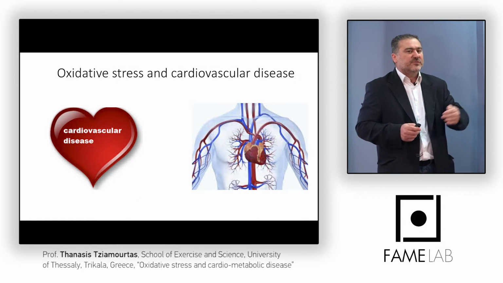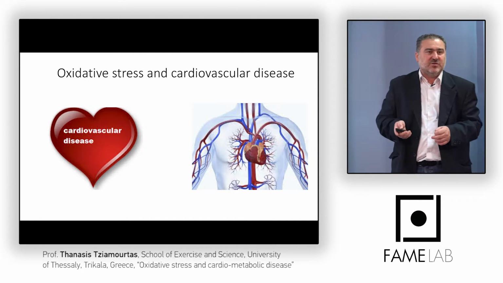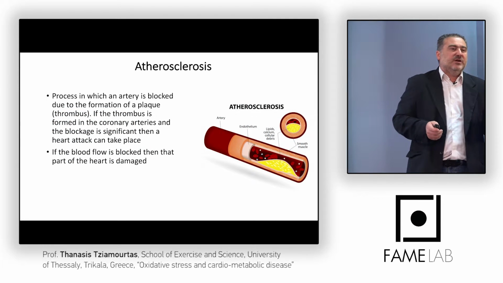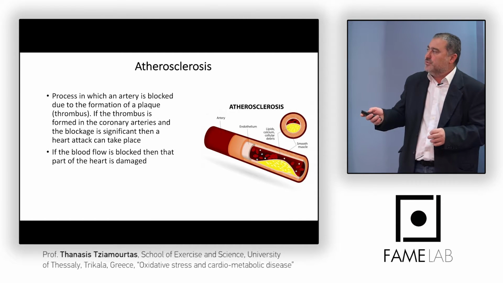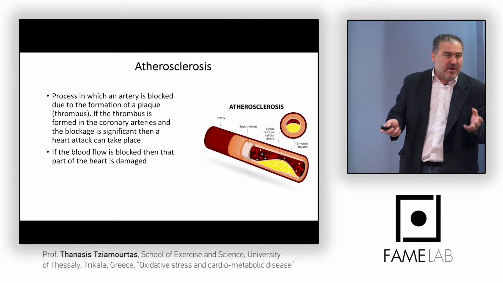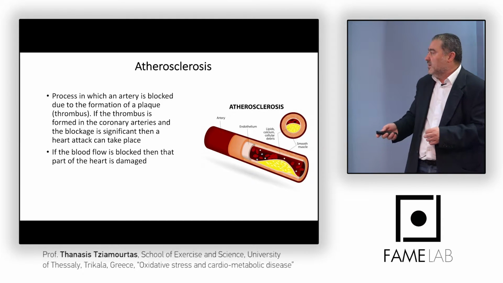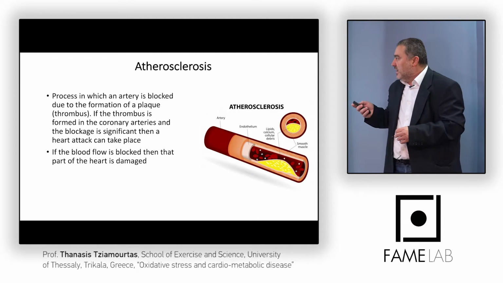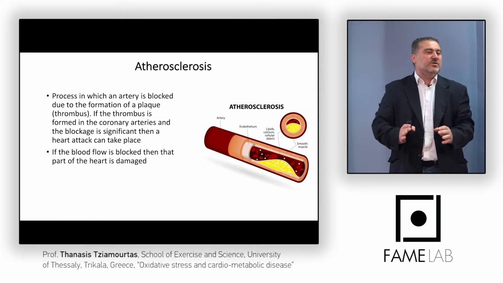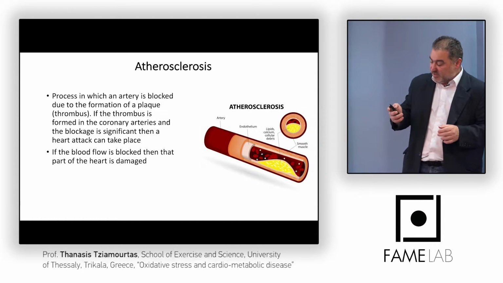Let's move to the second part of my talk now, which relates oxidative stress and cardiovascular disease. I'm going to talk about atherosclerosis, a process in which an artery is blocked due to the formation of a plaque or thrombus, and if the thrombus is formed in the coronary arteries and the blockage is significant, then a heart attack can take place. We see here the formation of a plaque. Then if this is significant and the blood flow is reduced, then chest pain can happen.